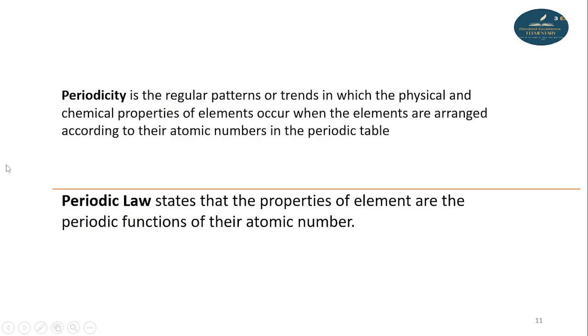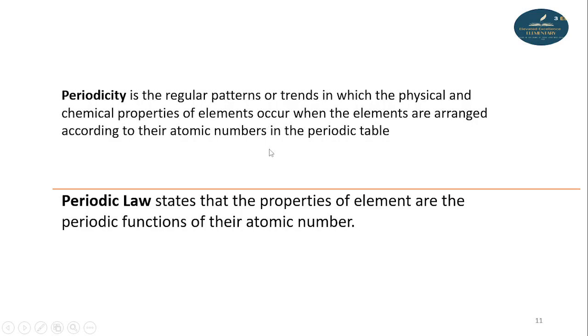So now let's move to periodicity. What is periodicity? Periodicity is the regular pattern or trend in which the physical and chemical properties of elements occur when the elements are arranged according to their atomic numbers in the periodic table.